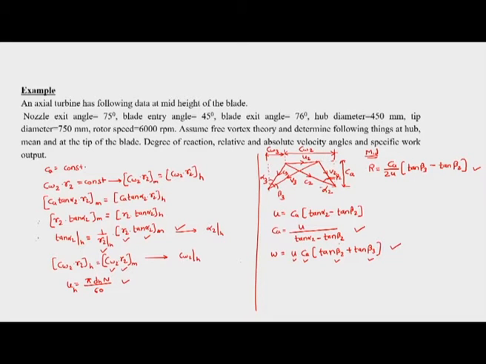So by this we know what U at hub is. We can use this formula where U at hub is known, Ca is constant, and alpha 2 at hub is known. We should know what beta 2 at hub is, so for that we can use this formula. U at hub is known, Ca is known, alpha 2 is known, so we can find out beta 2 at hub using this formula.